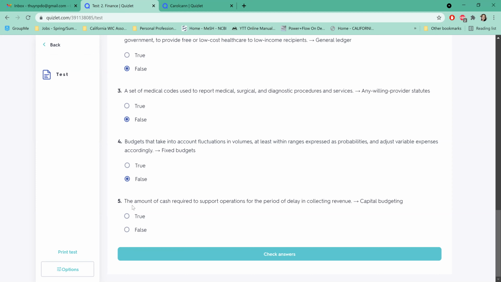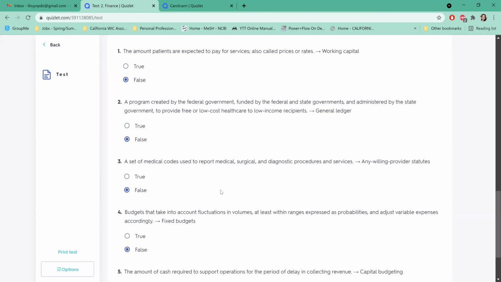Then next, and last question, the amount of cash required to support operations for the period of delay in collecting revenues. Capital budgeting, true or false? We had a T, but the majority are F, Foxtrot, false. Okay, there's a lot of falses in this one. It's not all of them.